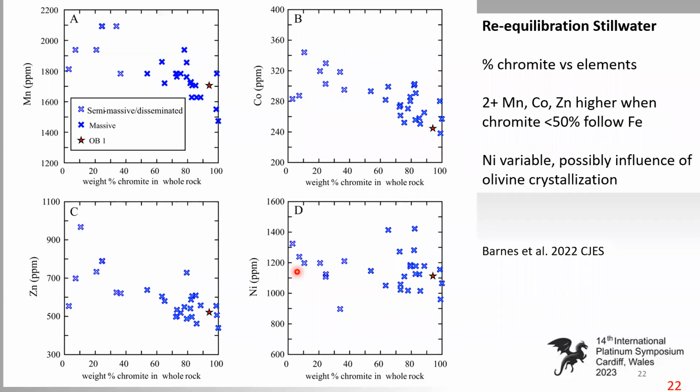So first of all, for Stillwater, what I've done here is plot the weight % chromite in the whole rock versus the concentration of the element in chromite. And what you can see here is the +2 ions like manganese: the lower the chromite concentration in the whole rock, the higher the manganese, and same for cobalt, zinc. Nickel doesn't change very much. So it seems that certainly manganese, cobalt, and zinc are re-equilibrating with the silicates or the trapped liquid. Perhaps nickel's not changing very much because olivine is the dominant cumulate phase, and olivine will be controlling the nickel rather than chromite.